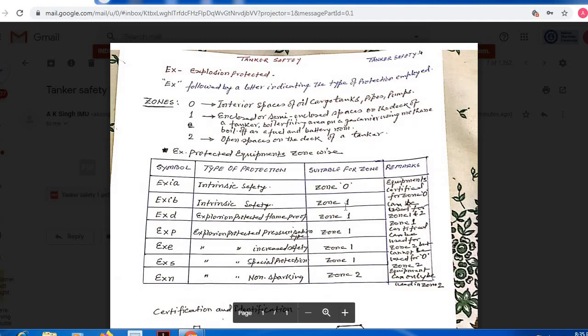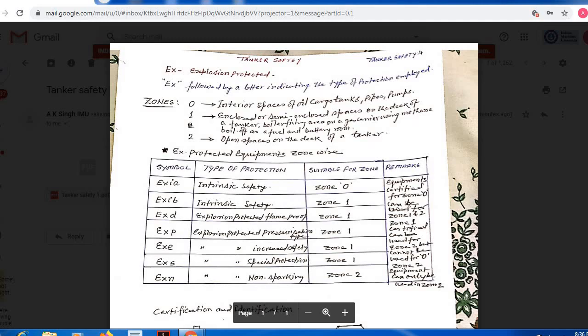But this is having a lower standard of safety than EXIA, so these cannot be used for zone 0. Have you understood? So we have talked so far about the zones, what is EX protection, and the various types of EX protected equipment used on board a ship, on a tanker. And this is the zone-wise suitability of this EX protected equipment.